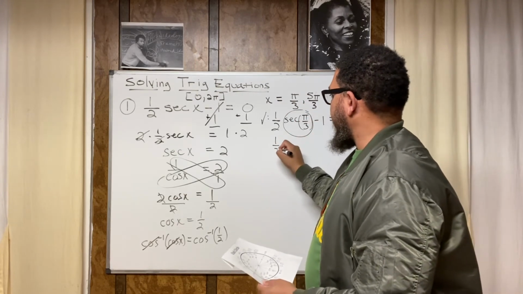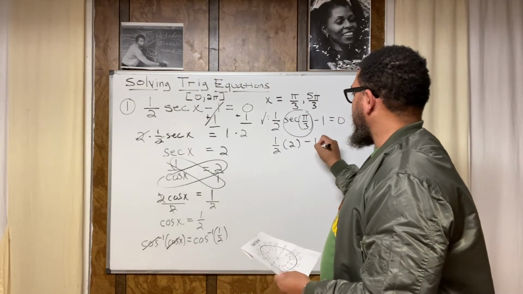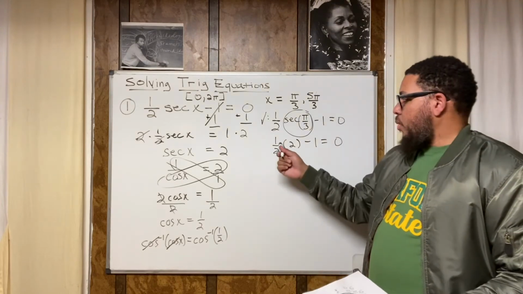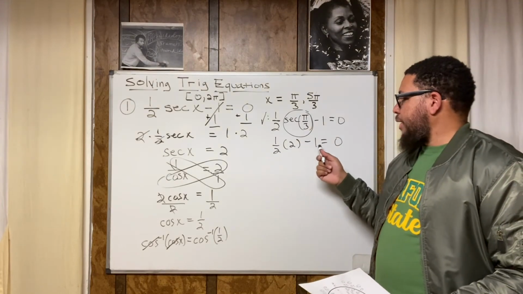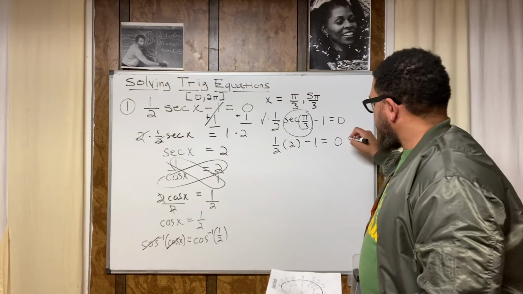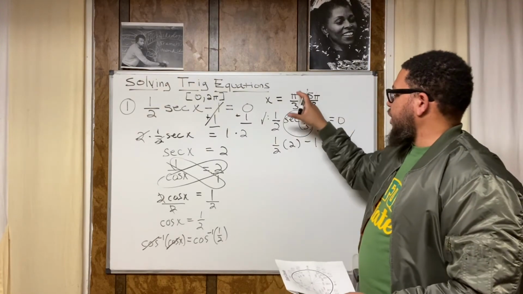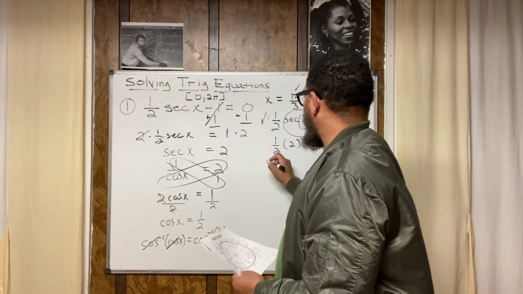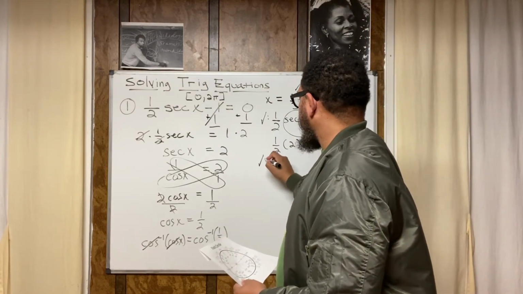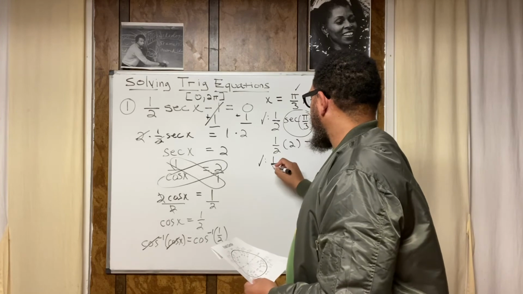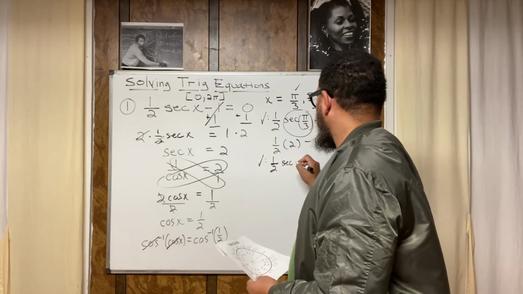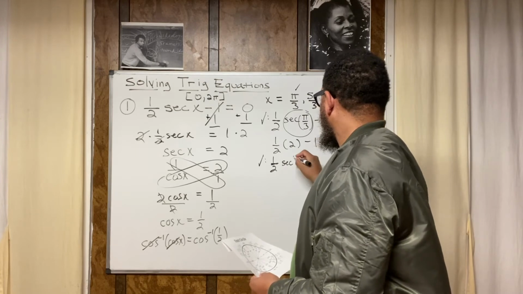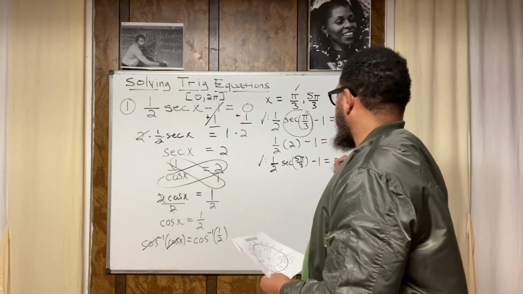So now I'm doing 1/2 times 2 minus 1 is equal to 0. Now the question is, is that a true statement? 1/2 times 2 is 1, and 1 minus 1 is 0. So that's true. So that means pi over 3 is good. That's a good answer. Now let's check 5 pi over 3. Now for 5 pi over 3, we're going to do the same thing. 1/2 times secant of 5 pi over 3 minus 1 equals 0. I want to know if that's a true statement.